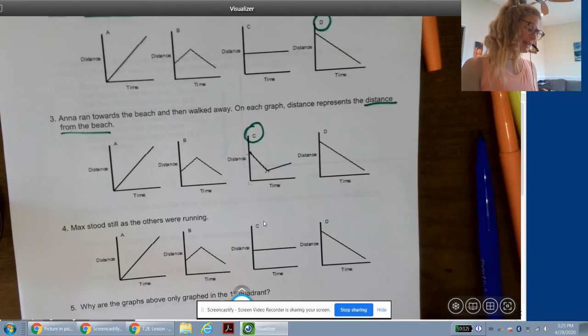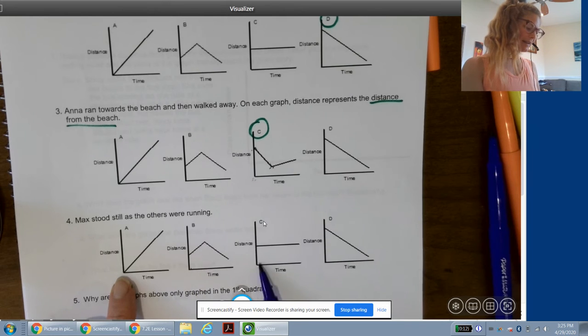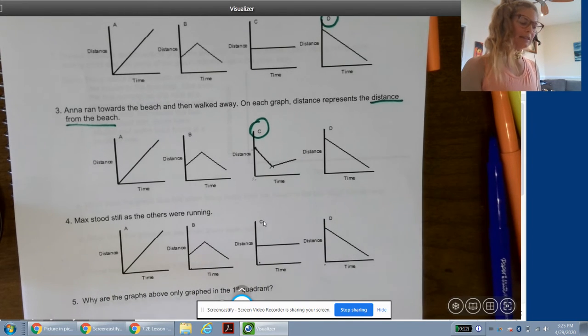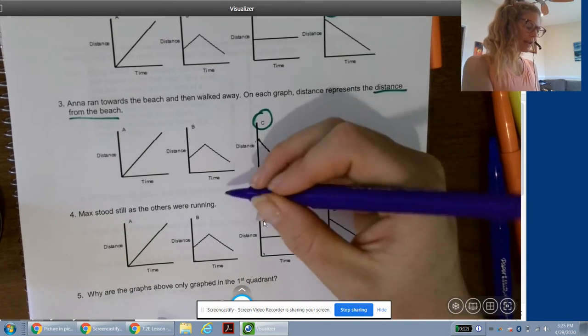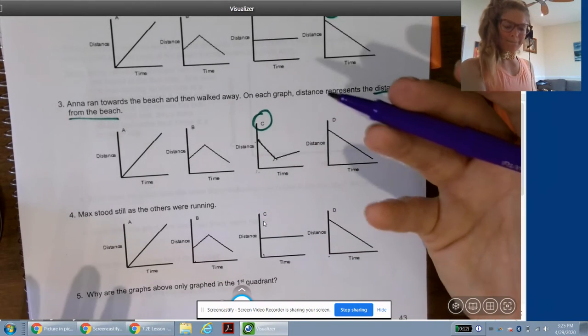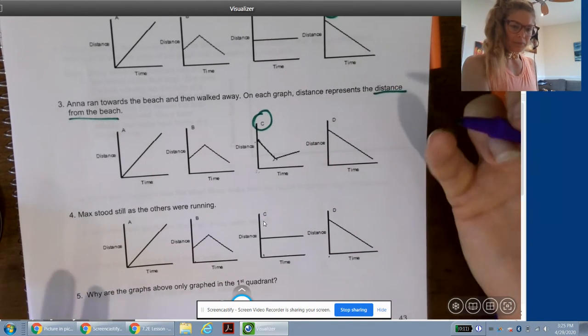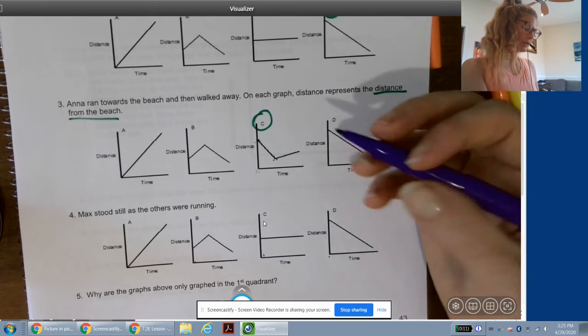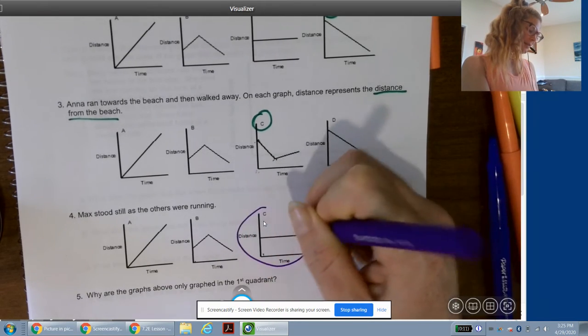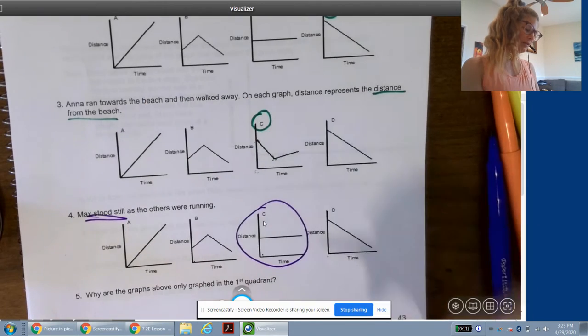Number 4, Max stood still as the others were running. So obviously thinking about what this origin is, what is the distance representing? We're thinking the distance represents Max, just Max in general. So this is definitely going to be C because he stood still, and this graph is all about Max.